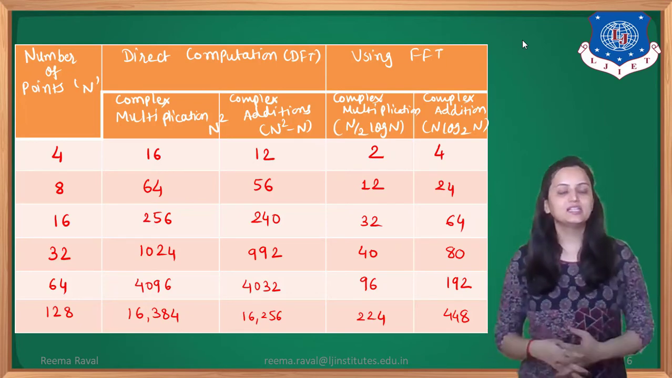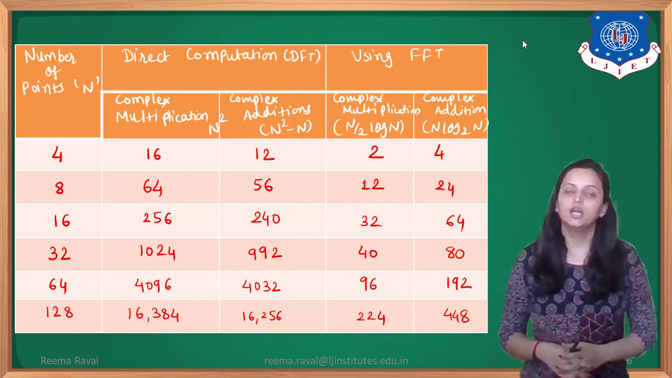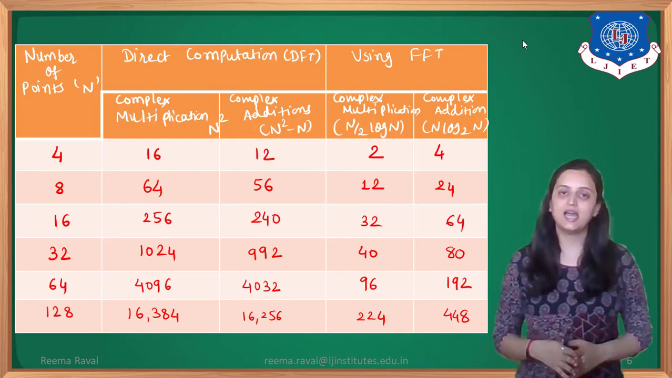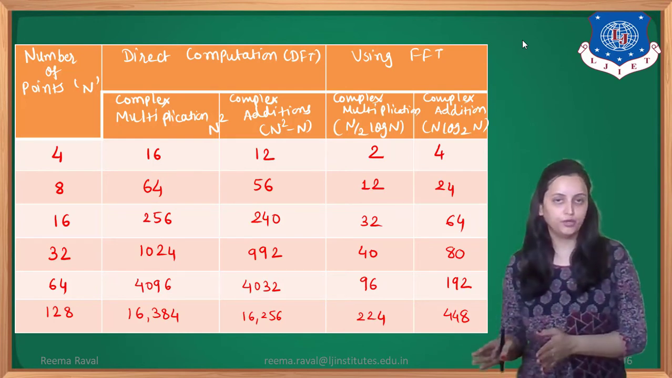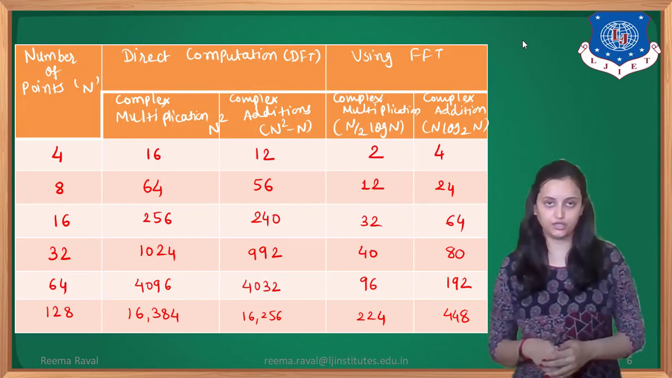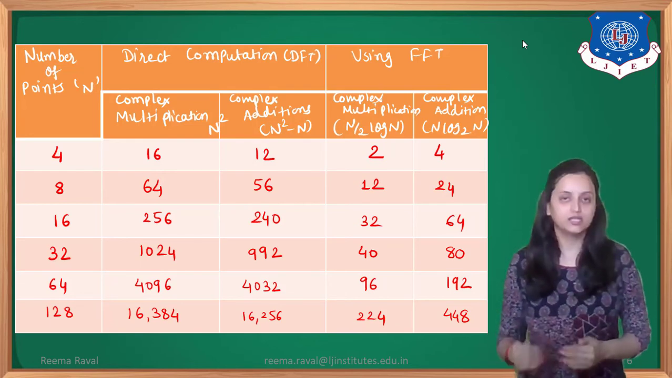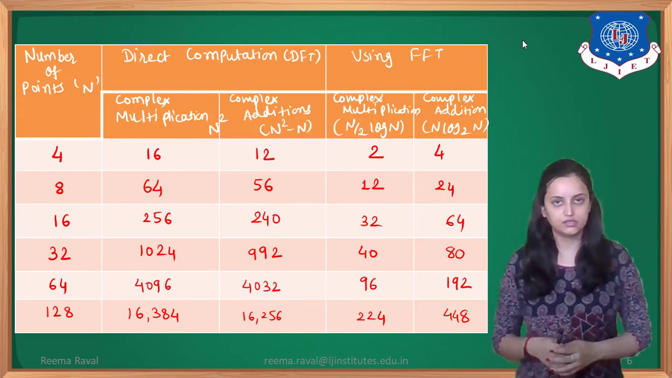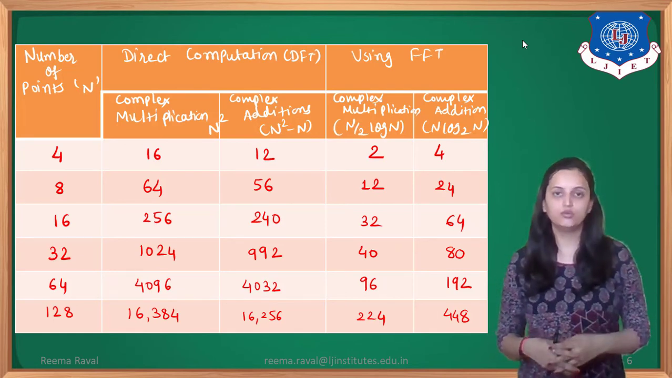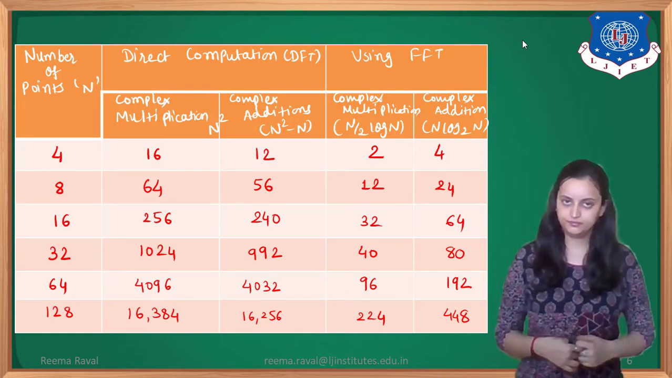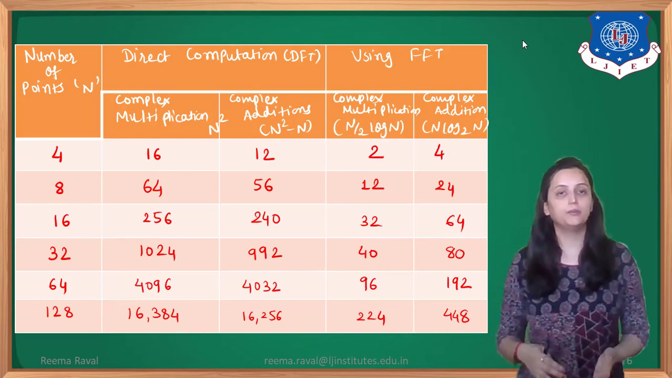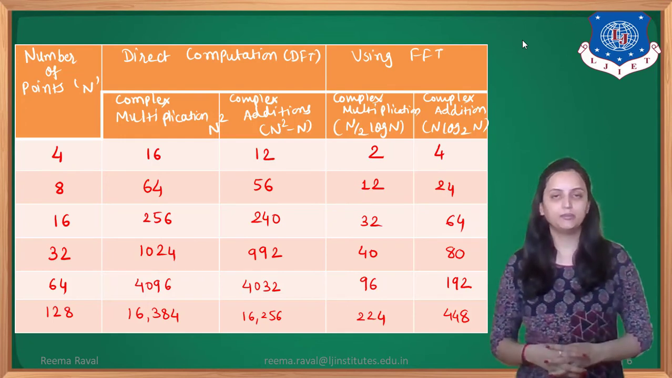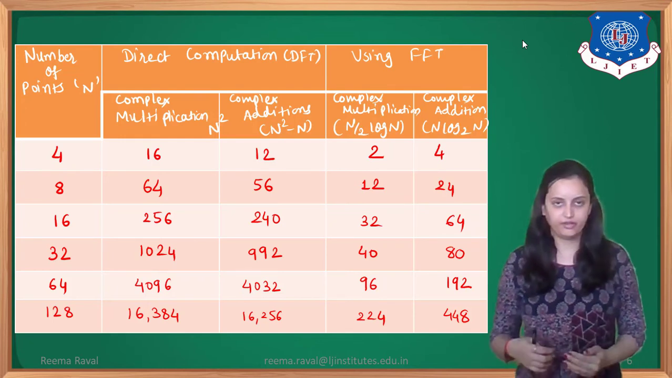So observing this table, you can say that as we increase the number of points, the FFT structure gives the best computational complexity, that means less computational complexity, and better accurate results with a reduced number of complex multiplications and complex additions. So it is advisable to use FFT for efficient computation of the Fourier transform as compared to DFT. Okay, so I hope that this comparison table between DFT and FFT is clear.